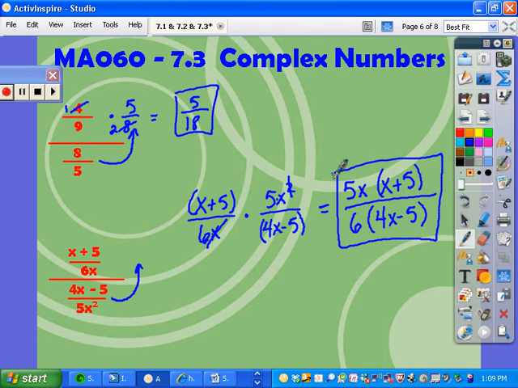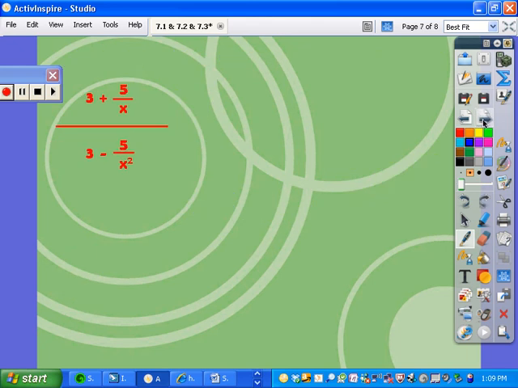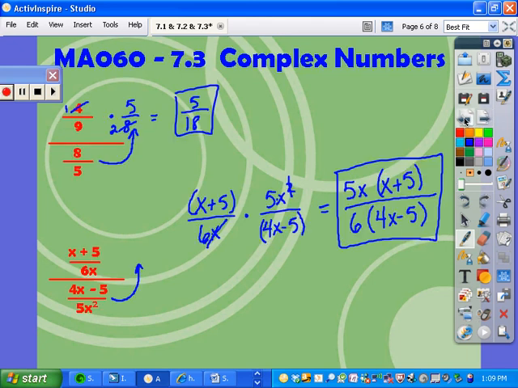All right, let's try one more. Actually, let me go back here and notice on this one, what's important on both of these examples that I did is that you have one fraction on top of another fraction, and this is just a single term right here. Same thing here. This is just one fraction divided by one fraction.